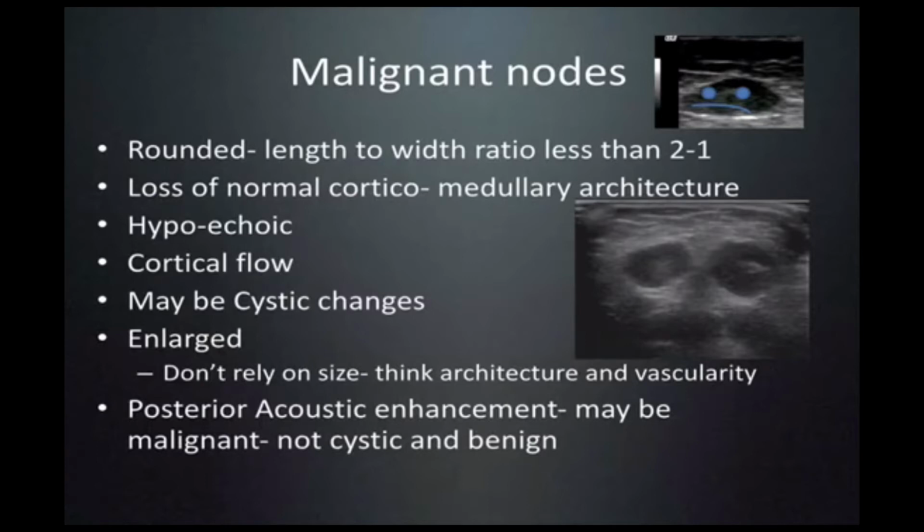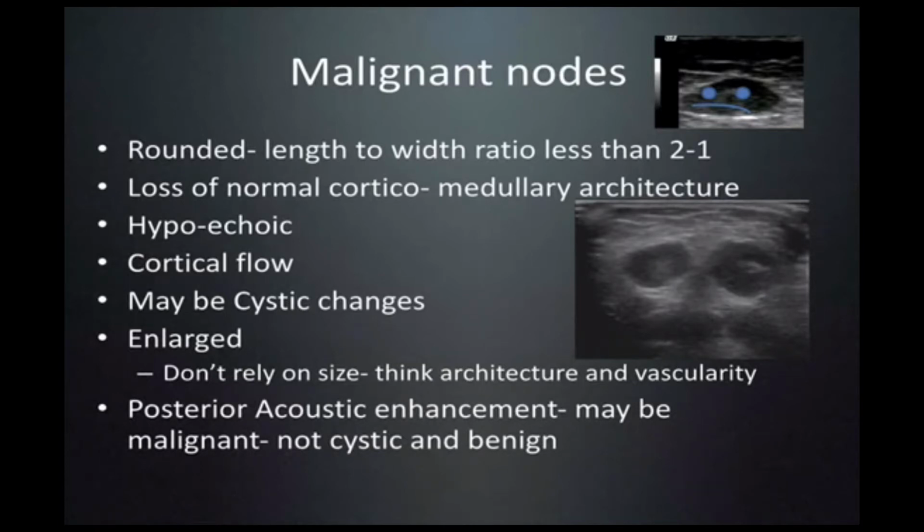Well, let's consider the architecture of malignant nodes. Oftentimes, malignant nodes are not oval as a normal node would be, but rounded with a length to width ratio of less than 2:1. There's also loss of the normal corticomedullary architecture. In other words, you can't tell the hilum from the cortex. Oftentimes they're hypoechoic, but this is not universal.